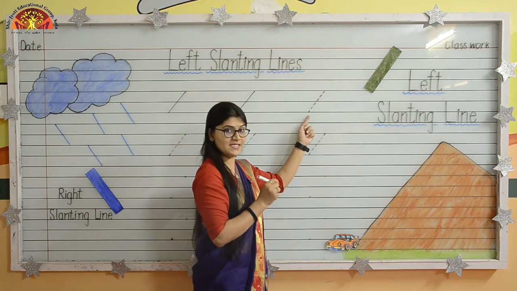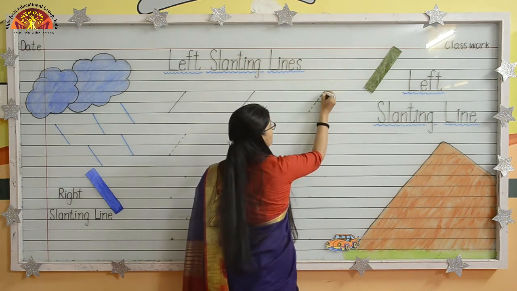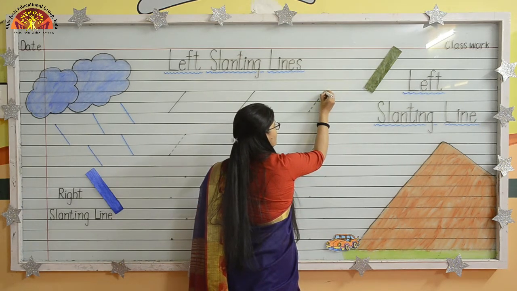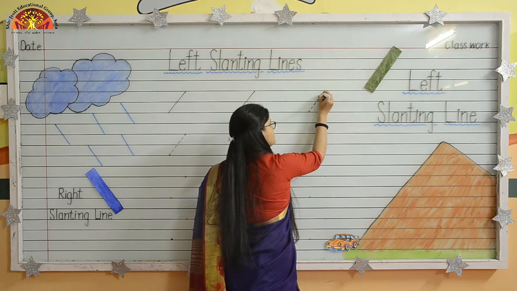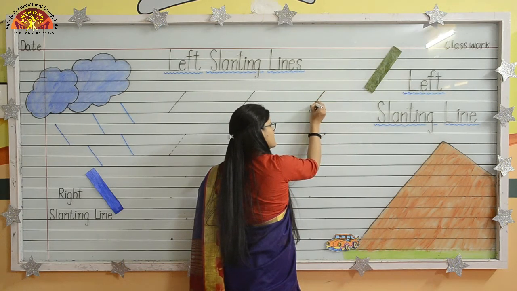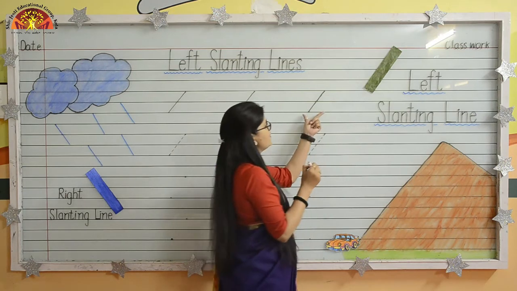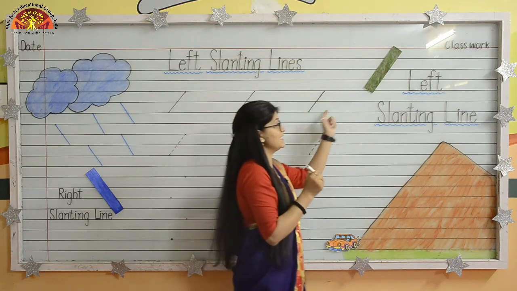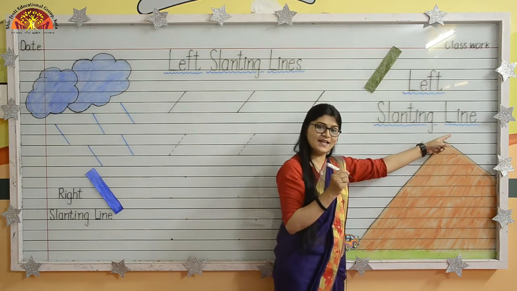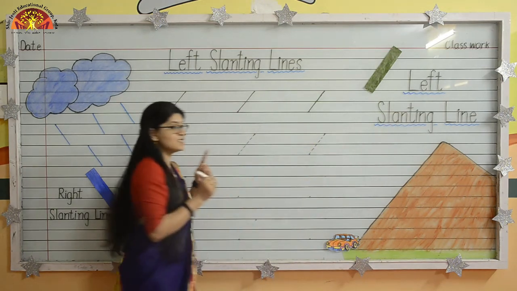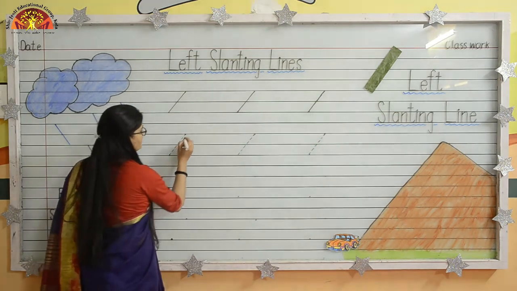Okay, let's trace it again. Put your crayon here and draw a slant line towards left hand side very slowly like this. Now tell me, what is this? This is left slanting line. Trace it very carefully, kids.